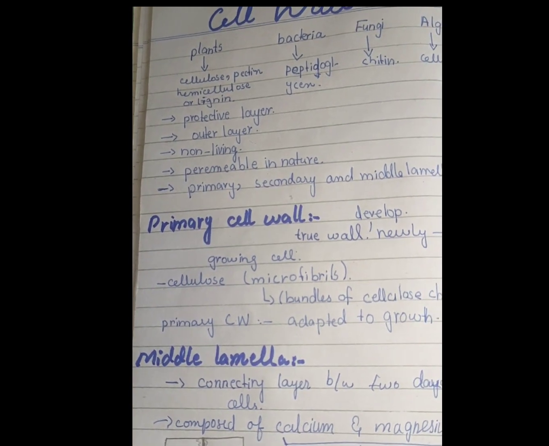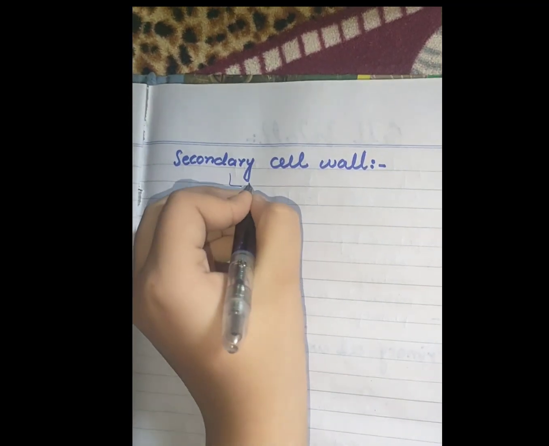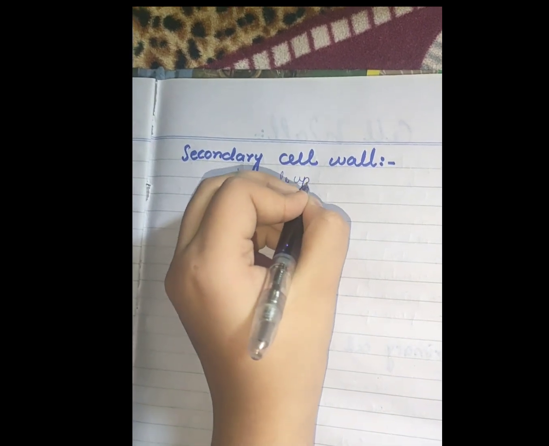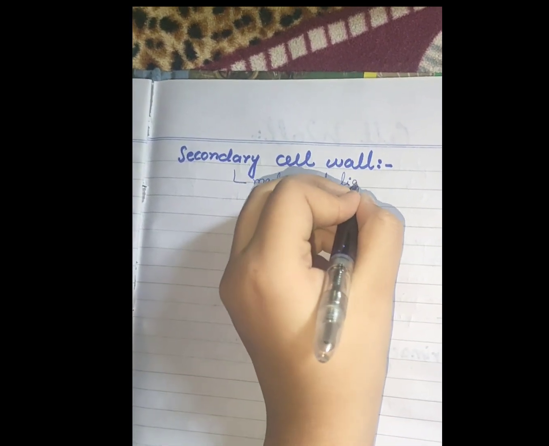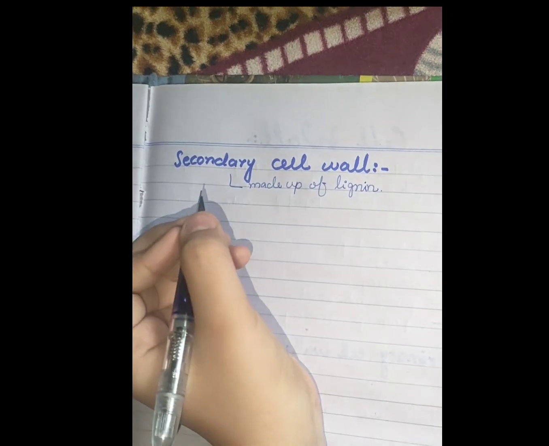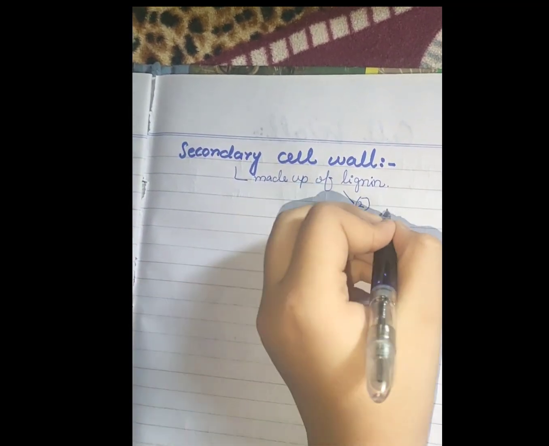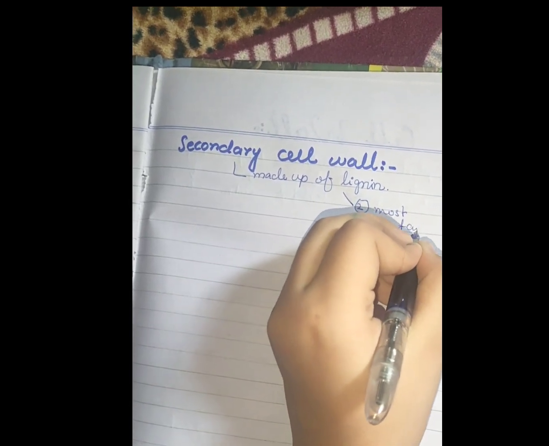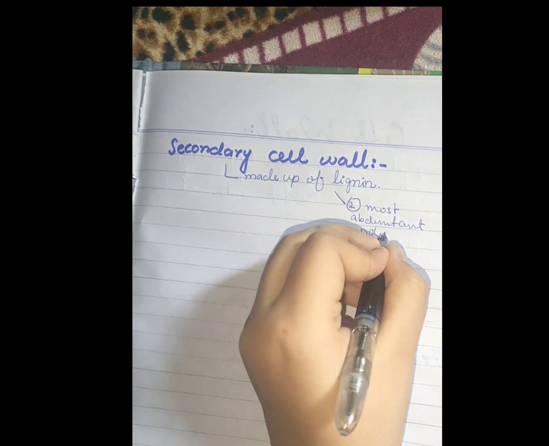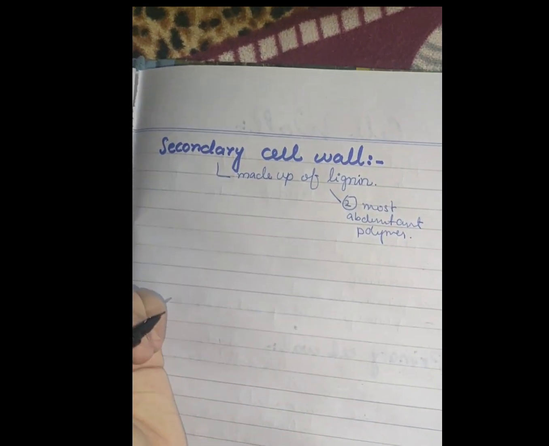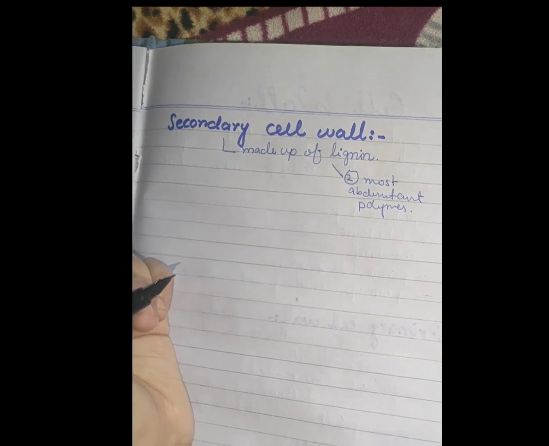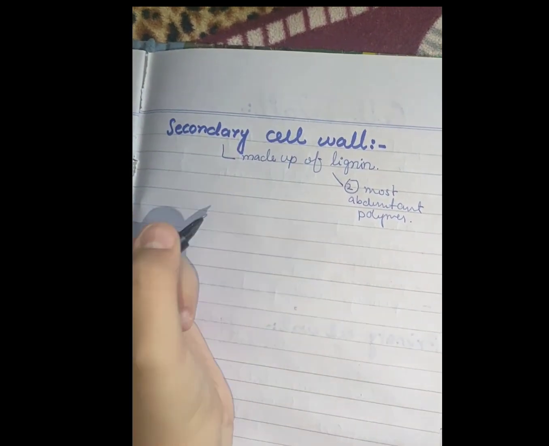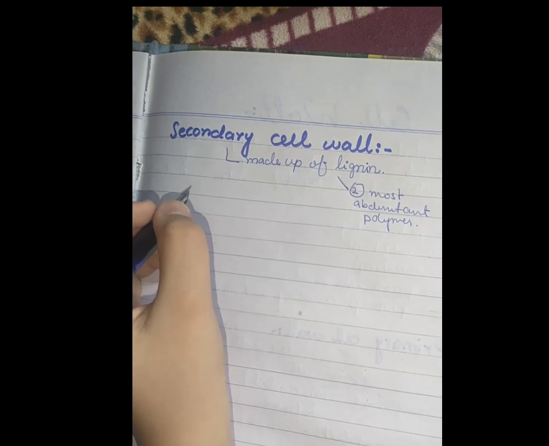Okay, so now let me teach you the secondary cell wall. The secondary cell wall is basically made up of lignin. Lignin is basically the second most abundant polymer. Now you'll be asking what is the first one. The first one is basically cellulose. Cellulose is first and lignin is second. Now let me tell you some points of the secondary cell wall.